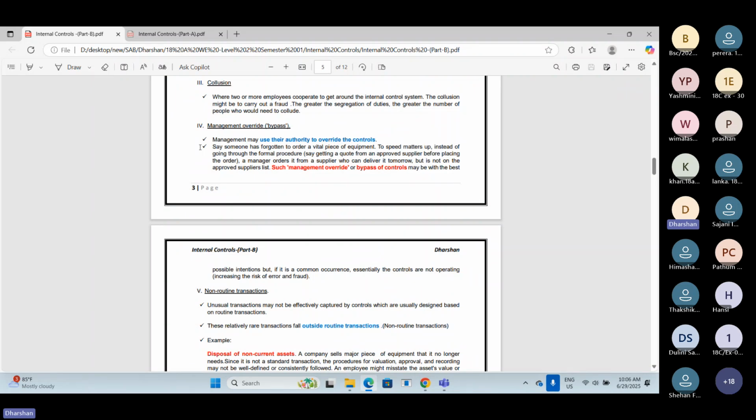It has been bypassed. But when it comes to internal control procedures, good faith or bad faith, whatever, that control is breached. Okay, that control is bypassed.